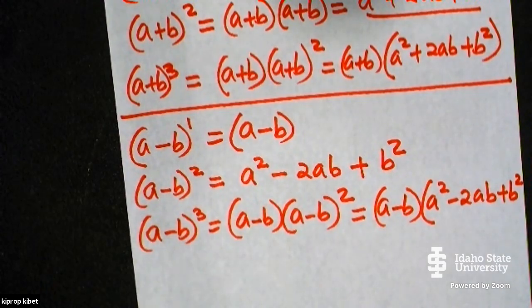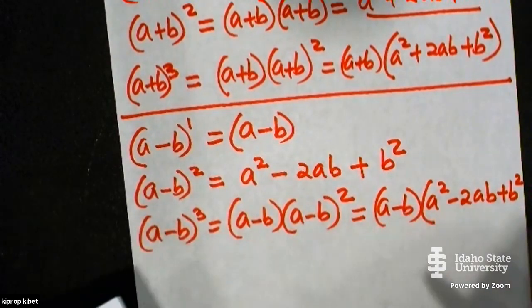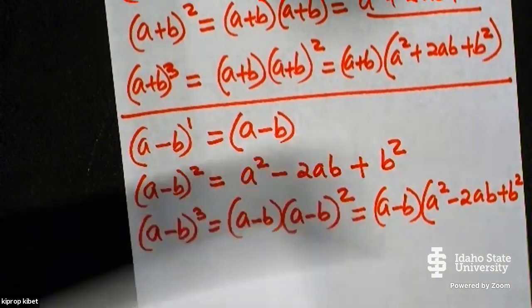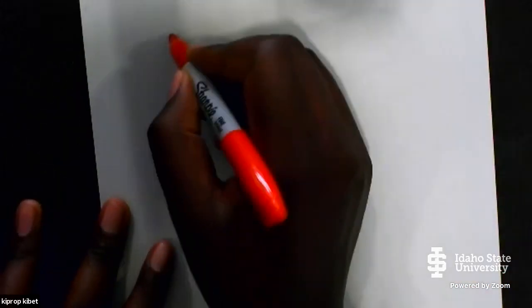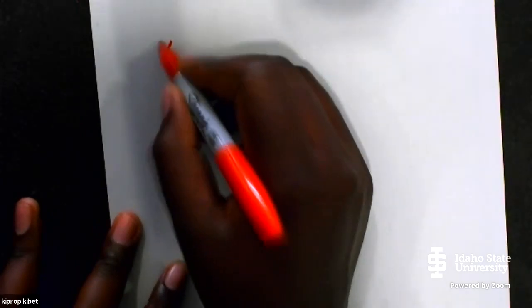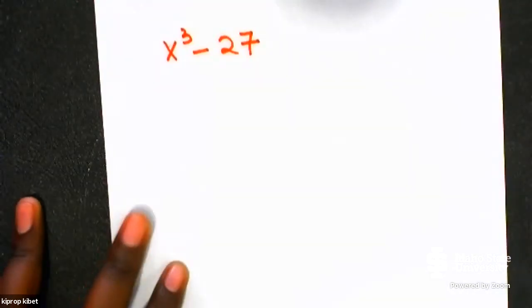So, example. You done with this? Factorize x cubed minus 27. Factorize x cubed minus 27.